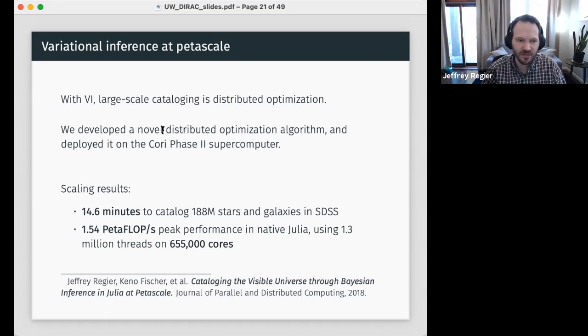It's a distributed optimization algorithm making use of block coordinate descent, where different machines are working on different images, but still communicating when they have adjacent images that share sources. We deployed this on the Cori Phase 2 supercomputer at NERSC, at the Lawrence Berkeley Laboratory. Our scaling results, sort of our headline results, were that in under 15 minutes, we were able to catalog the majority of the Sloan Digital Sky Survey. And we achieved petascale performance using the Julia programming language, which hadn't been achieved before, using over 500,000 computer cores on the Cori supercomputer and 1.3 million threads. So lots of computation. We worked with the creators of the Julia language on this, and it was a lot of fun to see the statistical model running on so many computers and to see such fast performance.